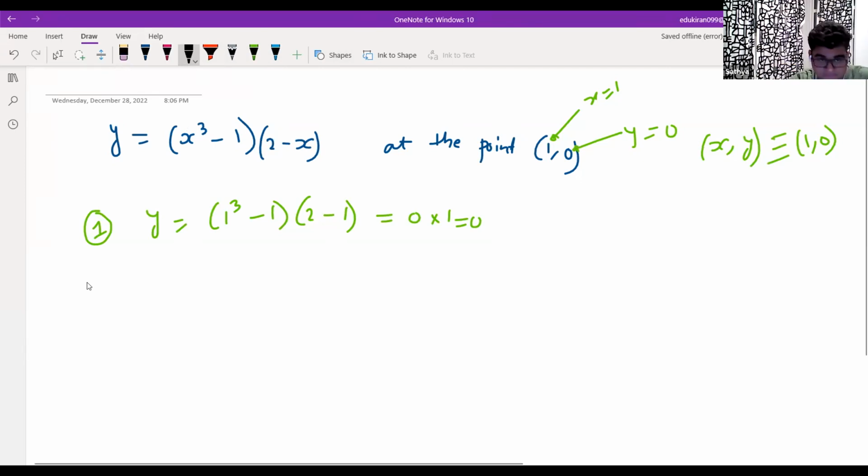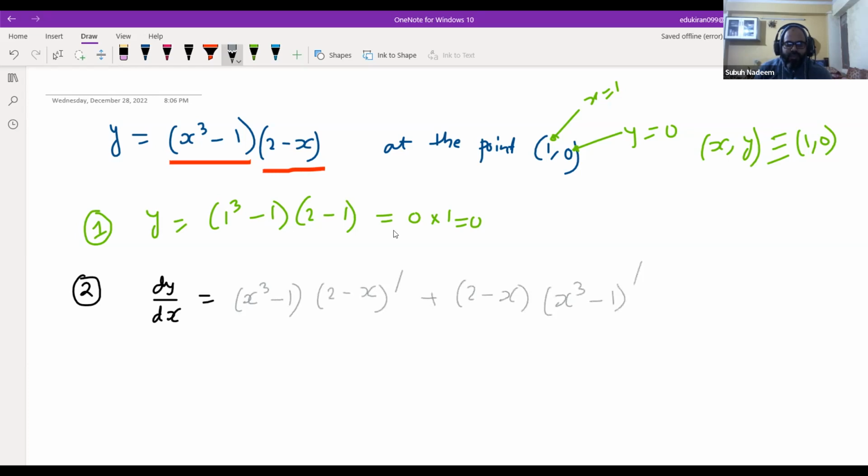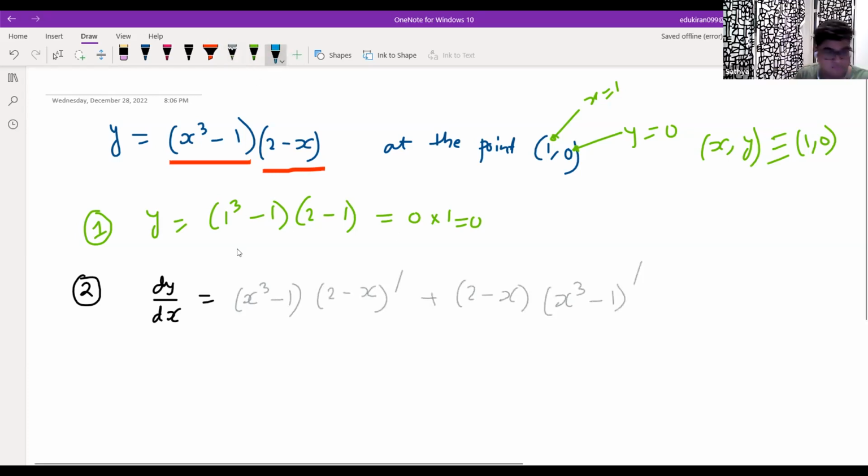Yes, sir. Now second step was to find its slope. So we differentiate y with respect to x. When we differentiate y, here it will be a product rule because this function is getting multiplied with this function. So we apply product rule, we keep the one function outside and we differentiate 2 minus x. We can write it as (2 minus x) dash. Then we can take 2 minus x outside and we can take (x cube minus 1) dash. Is it okay? Yeah.